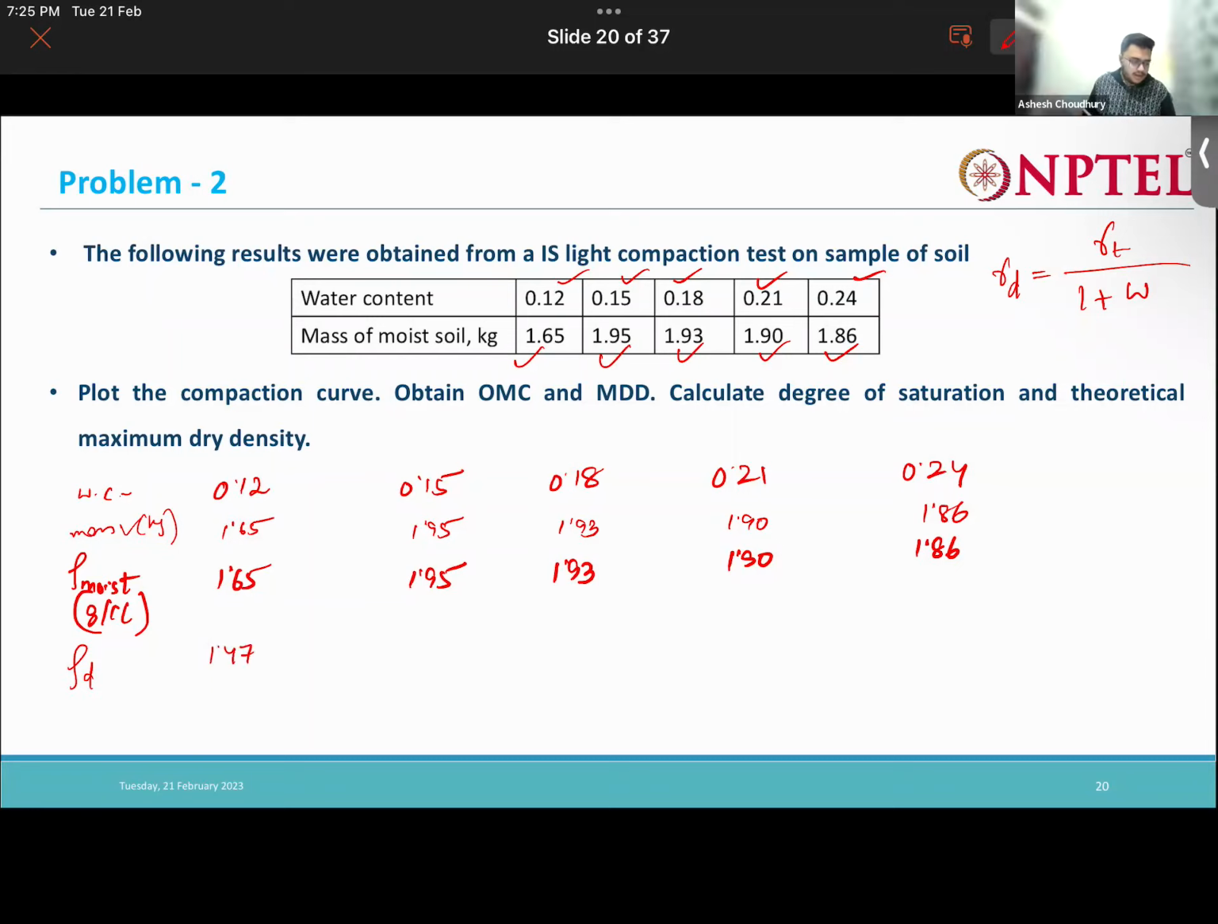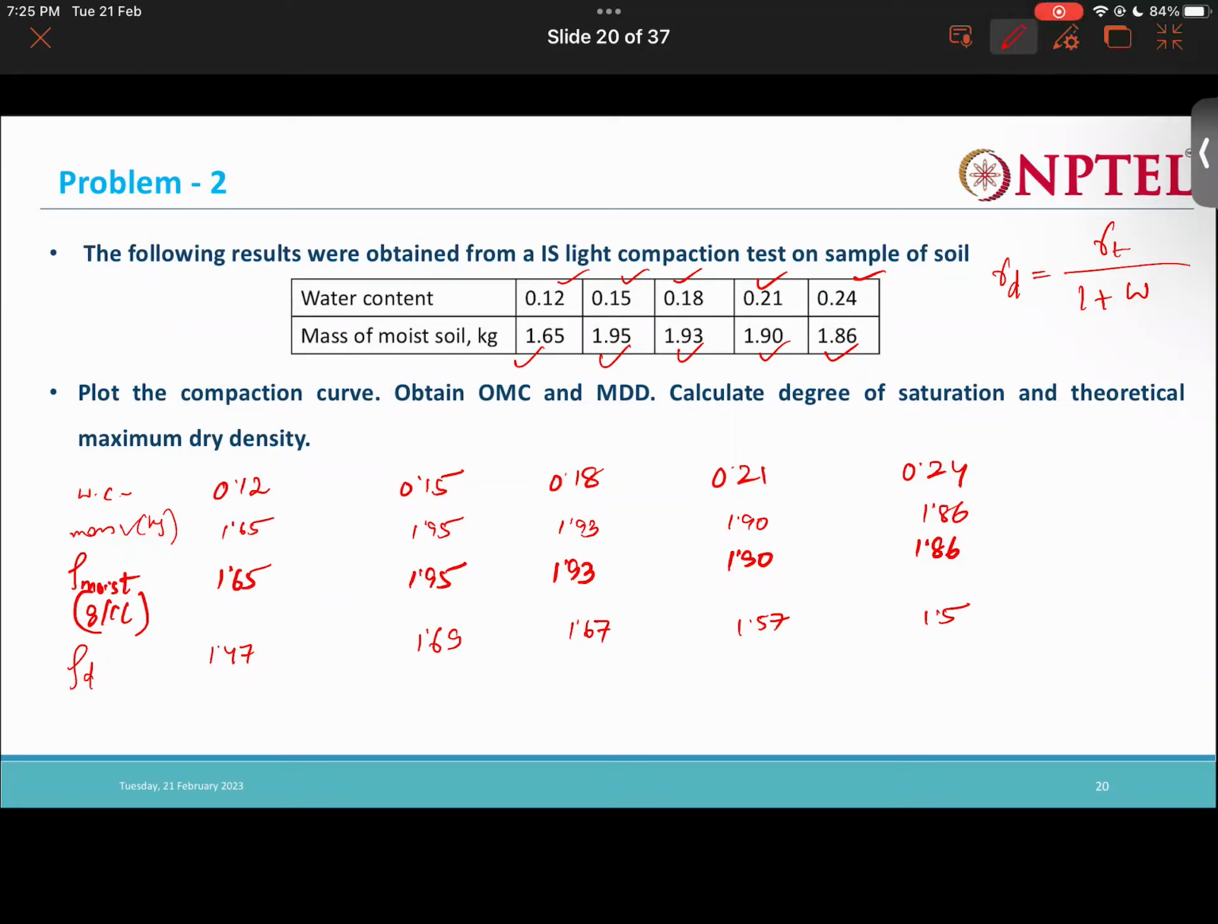1.47. Next one, 1.95. Please calculate. 1.69. Yeah, correct. So like this, you can calculate. Okay. Like this, you can now plot the compaction curve.